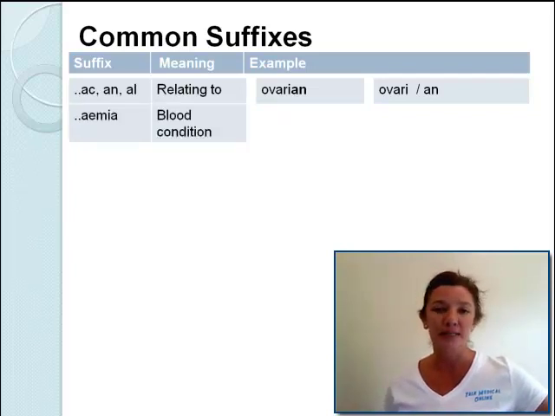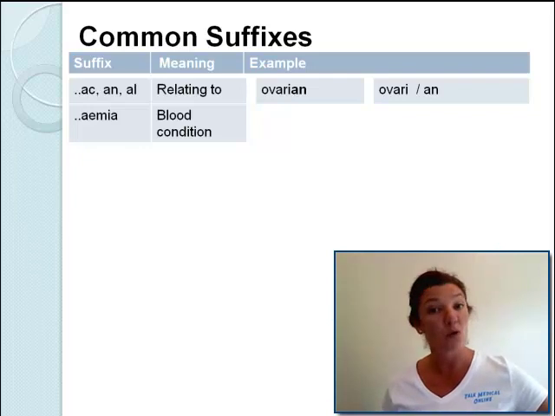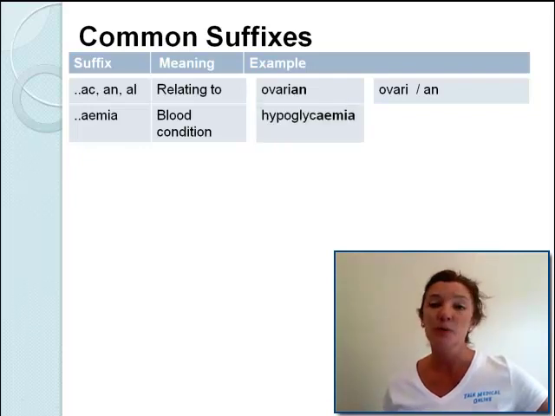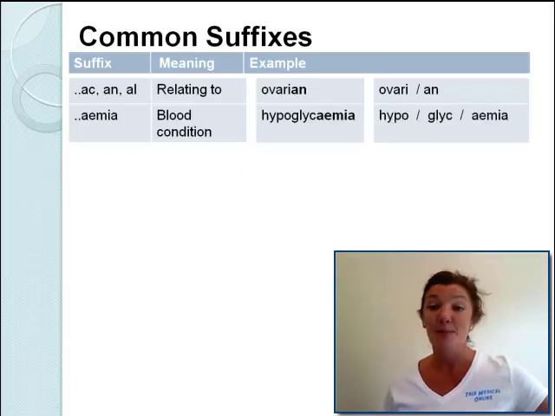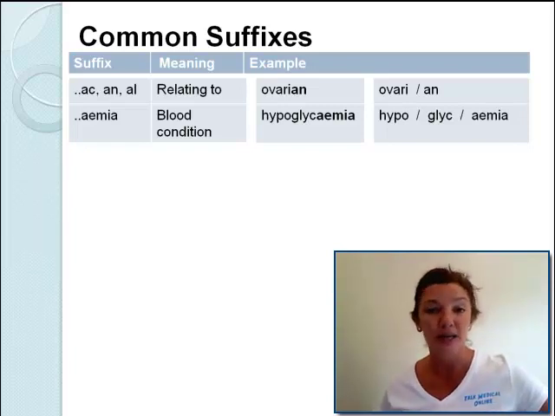Aemia is a blood condition. That means you've got something wrong with the blood. Our word example, hypoglycemia. Let's break this one down. Hypo, break, glyce, break, aemia. Aemia is our suffix, meaning blood condition. Glyce means sugar. And hypo is actually a prefix, meaning reduced or insufficient. So we can look at this word hypoglycemia and see that it actually means a blood condition of reduced sugar.